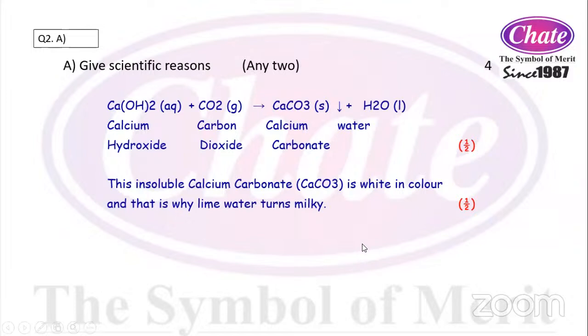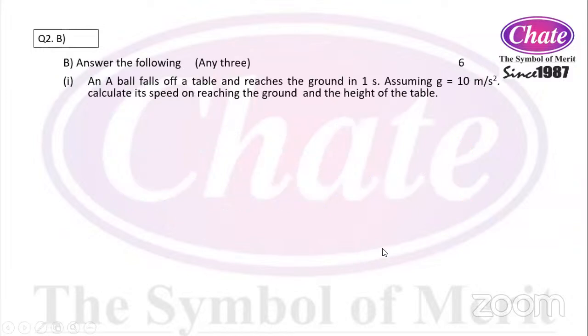Okay, very good. Now we move on to the next question, question number B. As we know, this is the place where you easily find numericals. In this first question, they ask: a ball falls off a table and reaches the ground in 1 second, assuming g is equal to 10 meter per second square. Calculate its speed on reaching the ground and the height of the table. So two things we have to calculate, its speed and the height of the table.